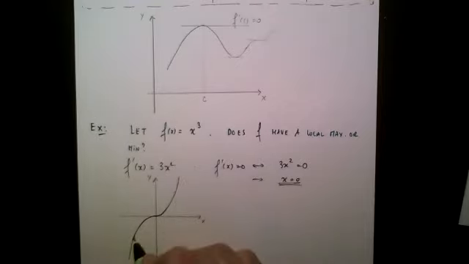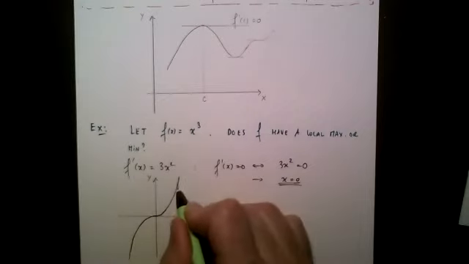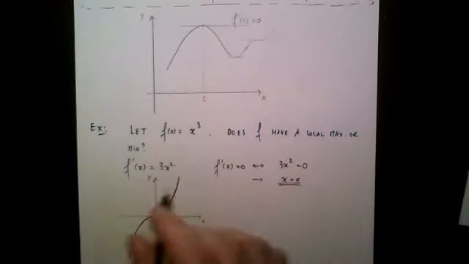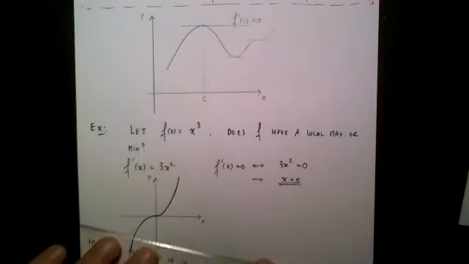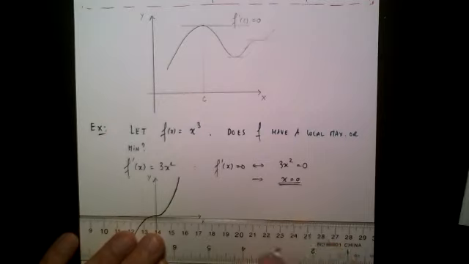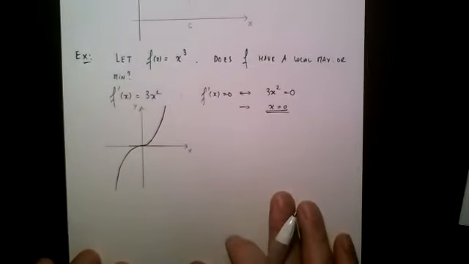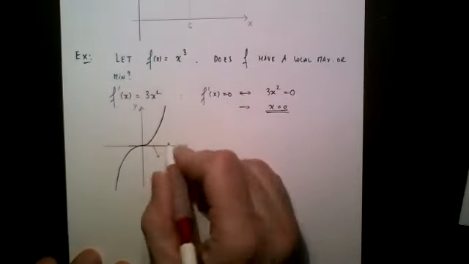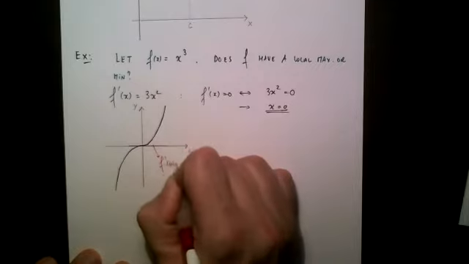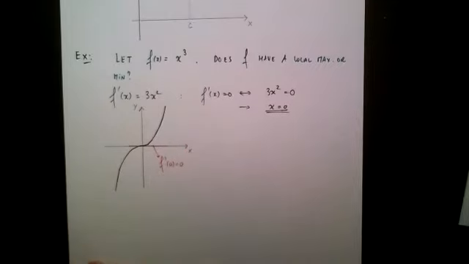That's what it looks like. Okay, so you see that at 0, indeed, the tangent is 0. Okay, so f prime of 0, yes, it's 0. But as you see, there's no maximum and no minimum there. It's not a hill or a valley.